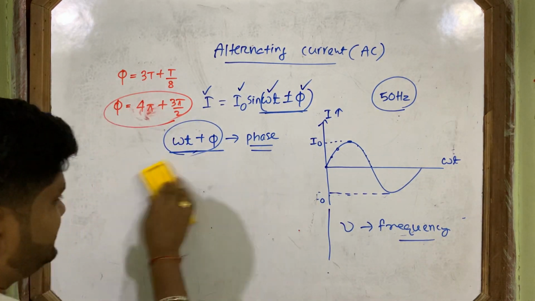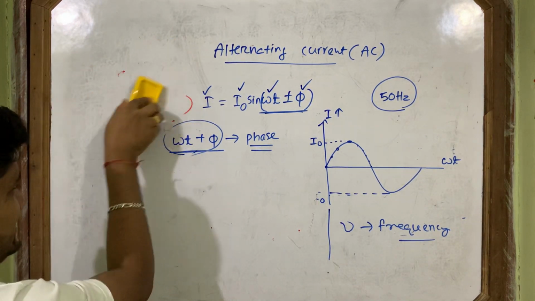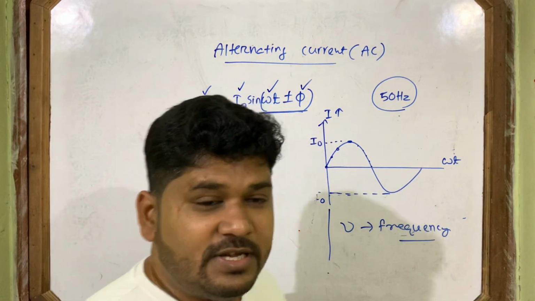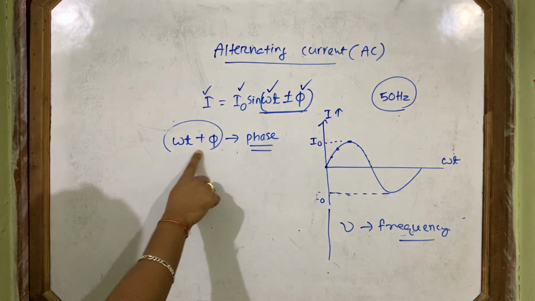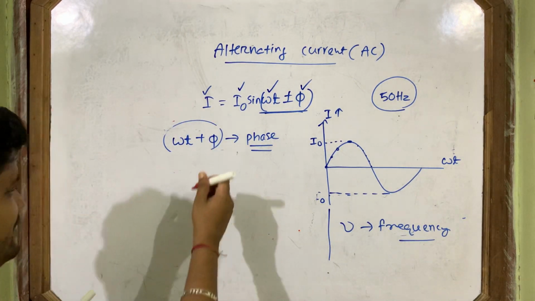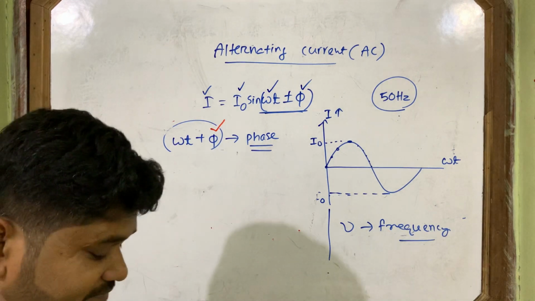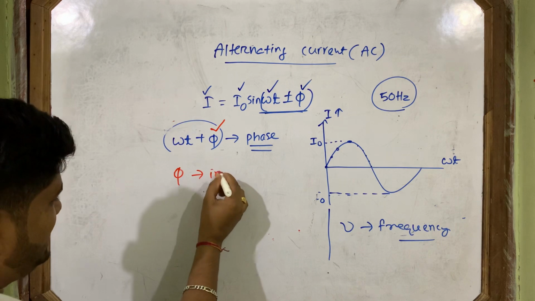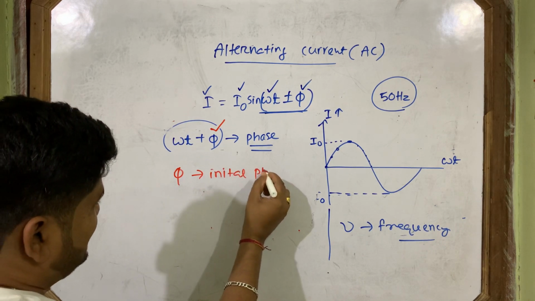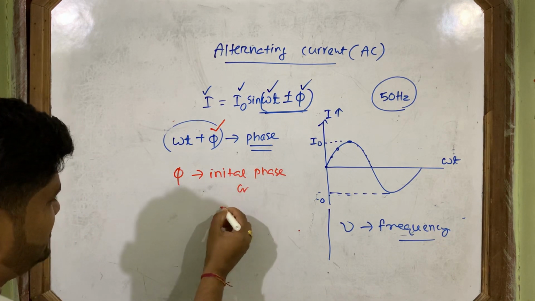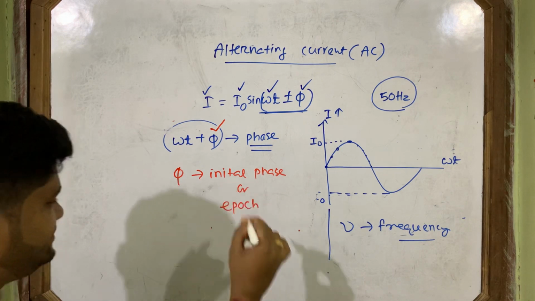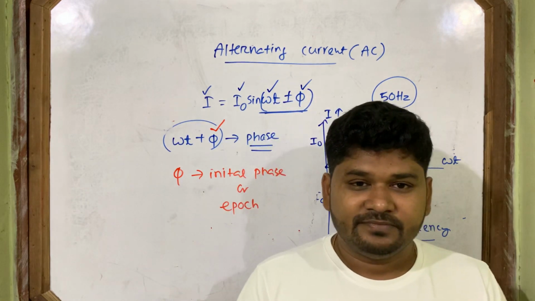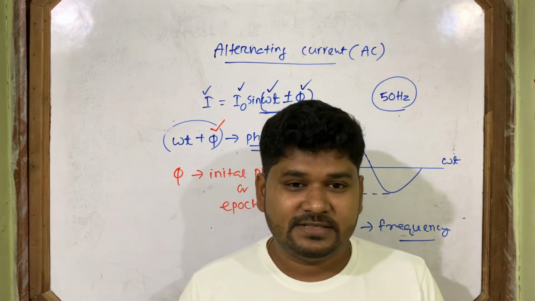I told you this is required for you from the 11th class. But if omega t plus phi, the whole, is called the phase, then what is the meaning of this phi? Phi is called initial phase, or its other name is epoch. Initial phase or epoch. What do you mean by initial phase?